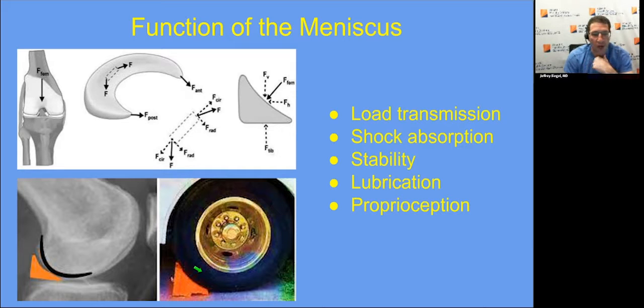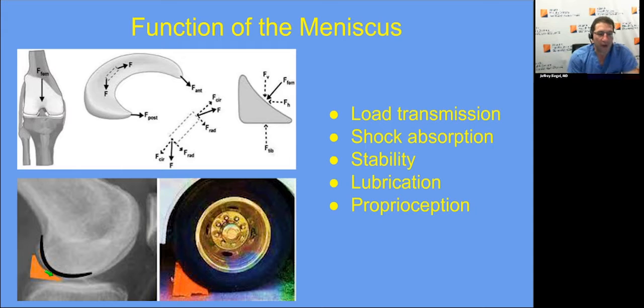In addition to absorbing shock and transmitting load, it's been recognized that the menisci play a role in stability. And so if you look at this picture on the bottom here where the car tire is, this orange wedge underneath it's called a chock block, and you can imagine that this tire can't roll back so easily because of that wedge. And so looking at the picture on the bottom left, the menisci serve a similar role.